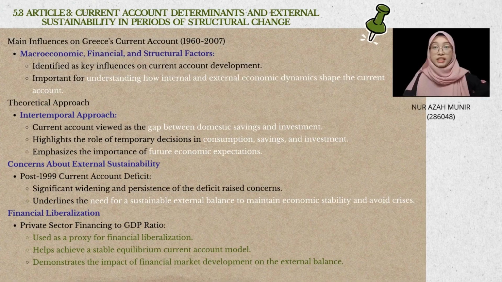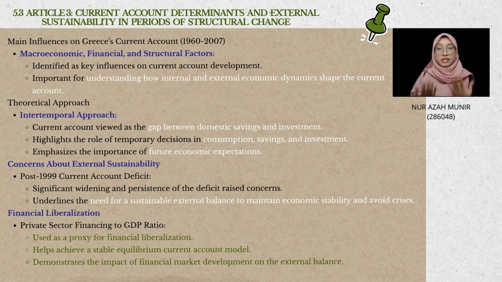The article Current Account Determinants and External Sustainability in Periods of Structural Change by Vrisinis examines the factors that influence Greece's current account from 1960 to 2007, providing important insight into international finance. Using the intertemporal approach, the study sees the current account as the difference between domestic saving and investment, highlighting how people make consumption and investment decisions over time.